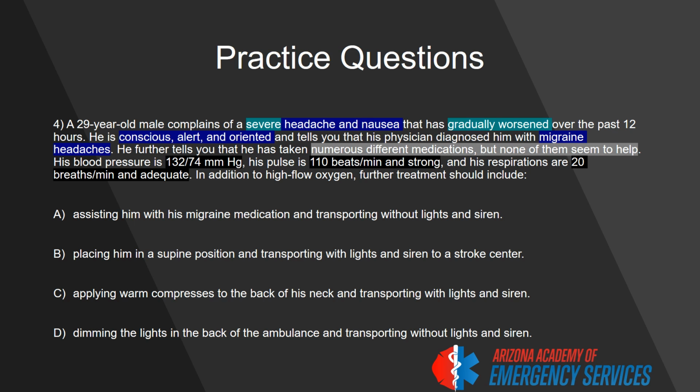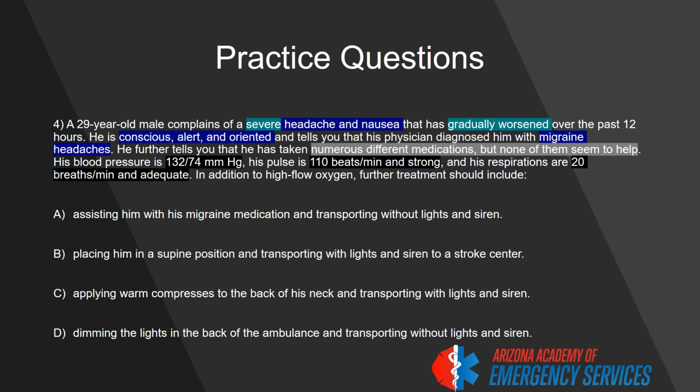So don't get caught up with information like this and saying, well, what medications did he take? Or how many medications did he take? What if he's having negative interactions? And what if he has associated signs? Like I said, don't dig yourself into that hole.